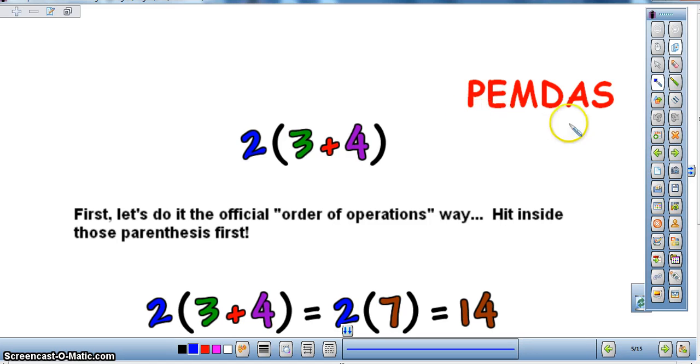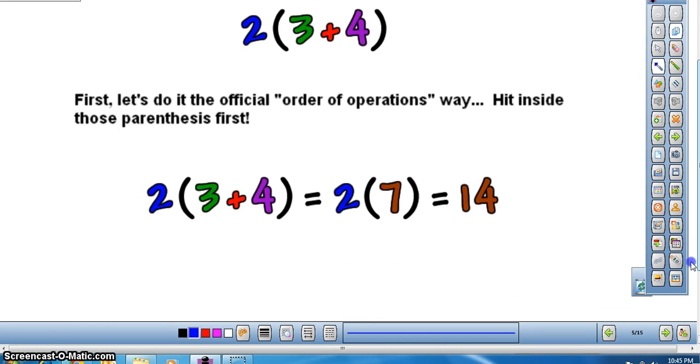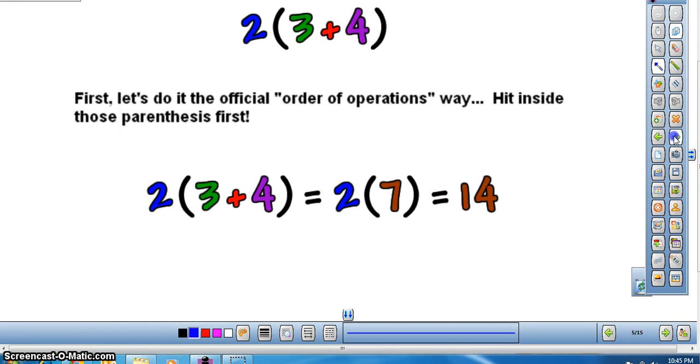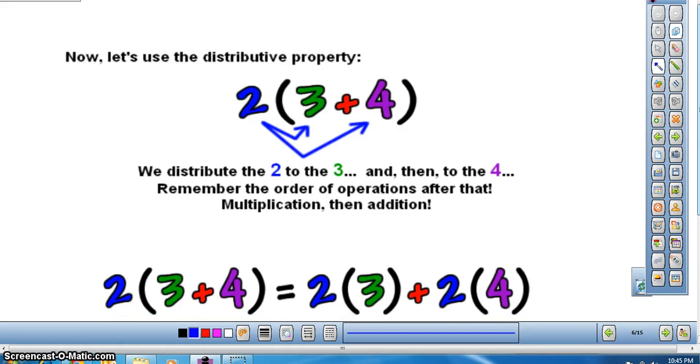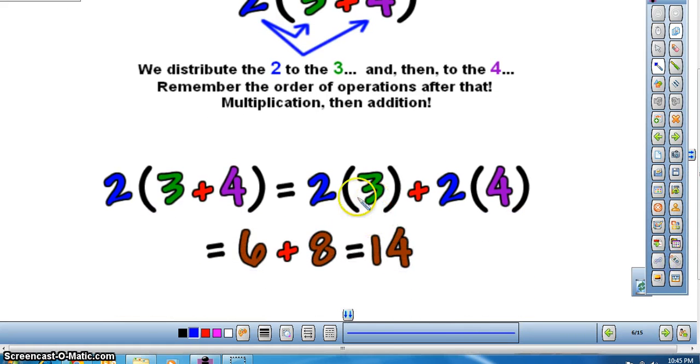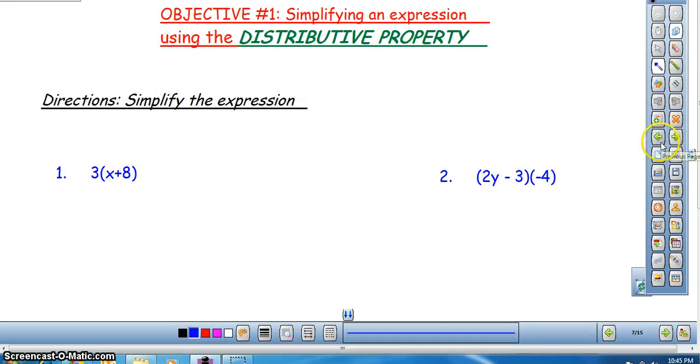Sometimes we look at our order of operations, and if we have a problem where we have numbers inside the parentheses, we can follow the order of operations. 3 plus 4 gives us 7, and 7 times 2 gives us 14. But if we wanted to use the distributive property, we could, and as you see in this part, you take the 2 times the 3 plus the 2 times the 4. We're distributing the 2. 6 plus 8 still gives us a solution of 14.